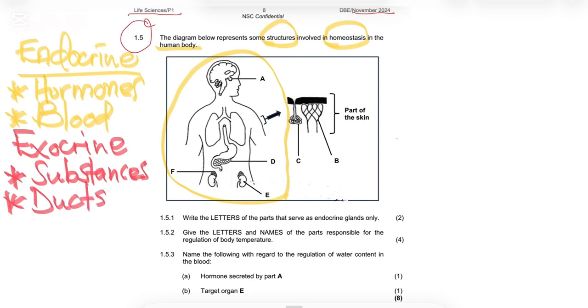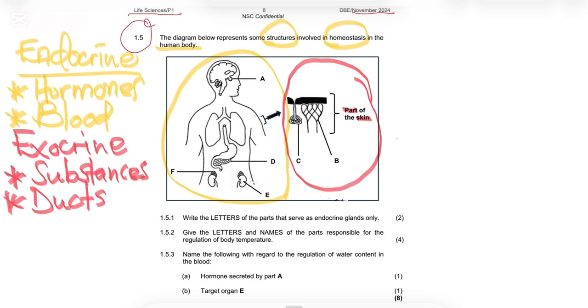Okay, so now let us look at the other structure that is involved in homeostasis provided in this question. So we have this section of the skin. It is actually part of the skin. It's not the full structure of the skin. Please note that the skin is a massive organ. It consists of structures that are more than what we have here.